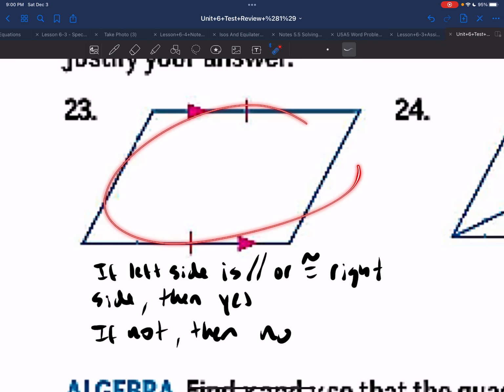Because yes, by the picture it looks like they are, but it could not be drawn to scale, so we just can't assume that this is a parallelogram. And I'm going to play it safe and just write this in case.